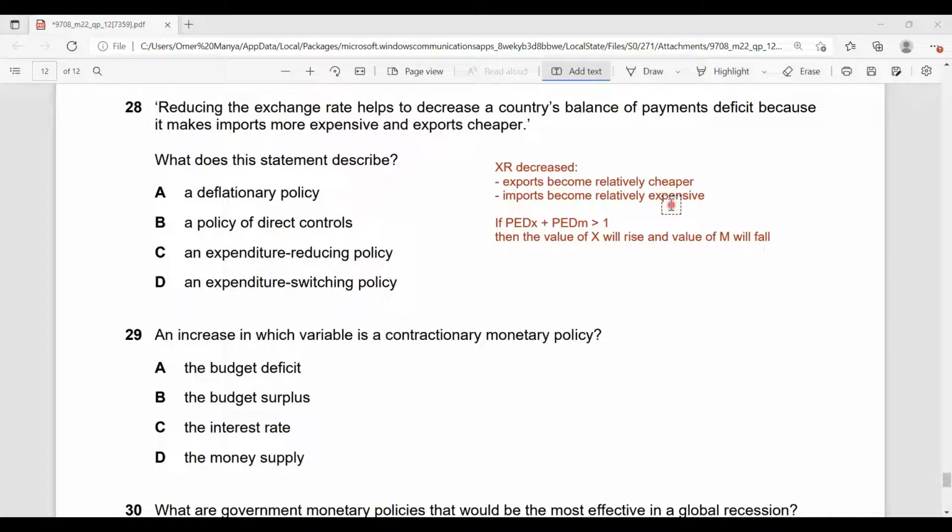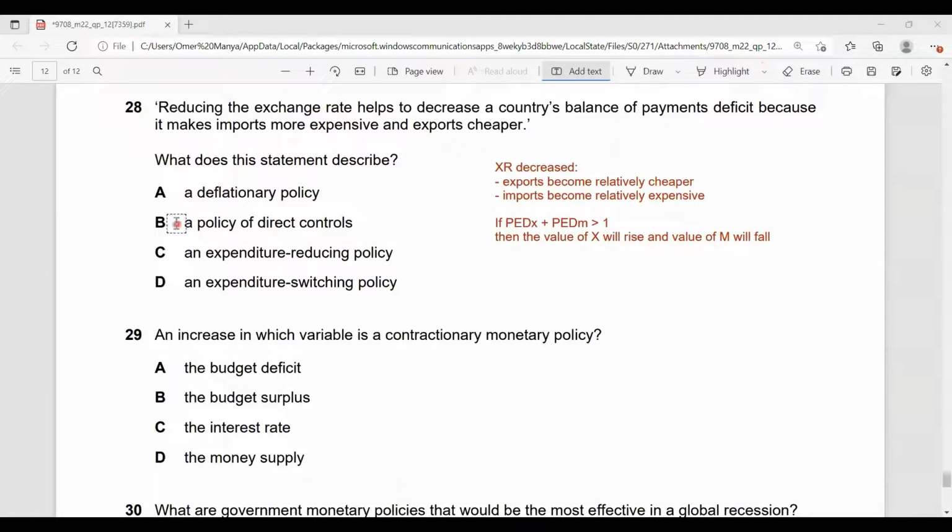If the PED of exports and imports is greater than 1, which means that they are elastic, they will respond to this change in prices. Because of that, the value of exports would rise, whereas the value of imports would fall. This would lead to a fall in the balance of payments deficit because the balance of trade within the current account will rise. So the deficit of the BOP should fall.